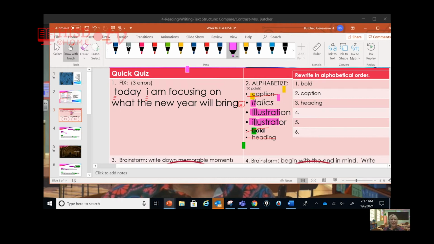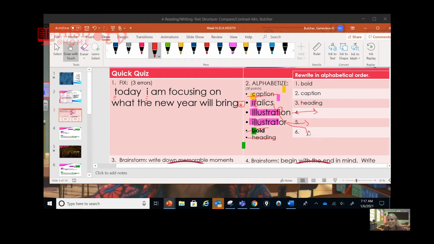You're right. I is first. Right there. That means illustration goes here. That means illustrator goes there. And last, you get IT because you've got the T. So the italics goes there.